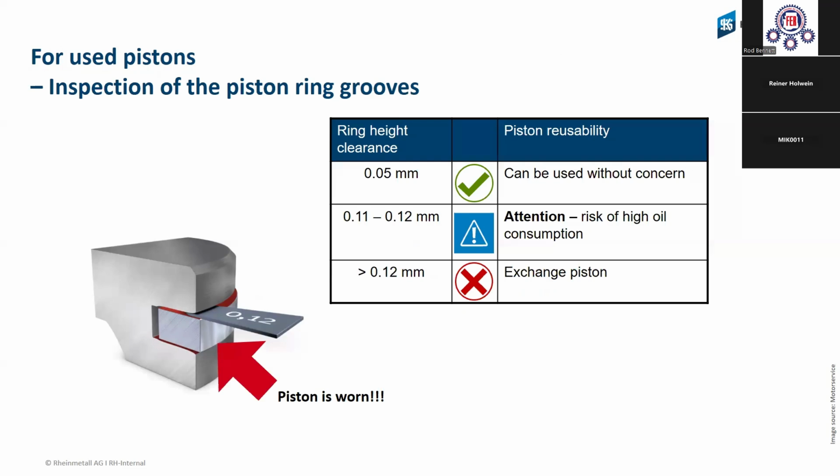This is what we say in the aftermarket: a clearance of roundabout 0.05 on the first ring will be okay. 0.11 to 0.12 will be critical. In some applications, we can have oil consumption. And when it's higher than 0.12 millimeter, this is too much, and then we definitely have oil consumption because of this wear on the piston.